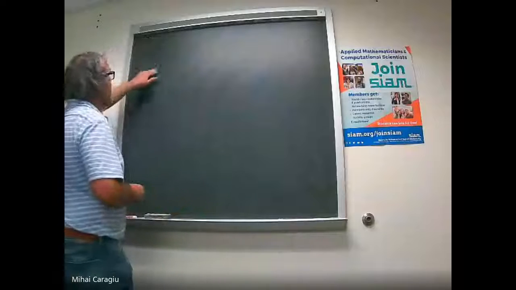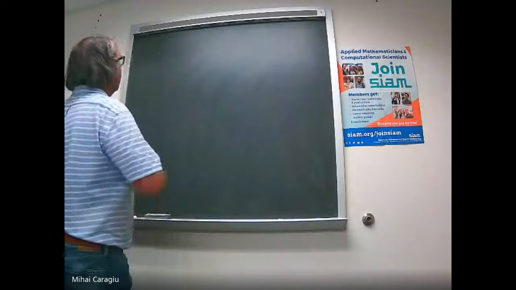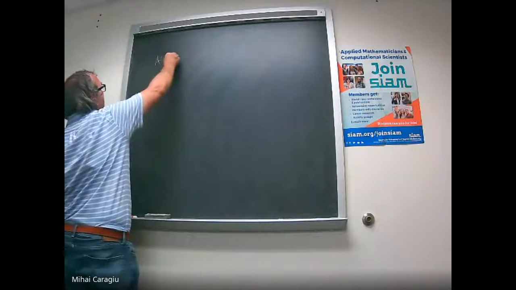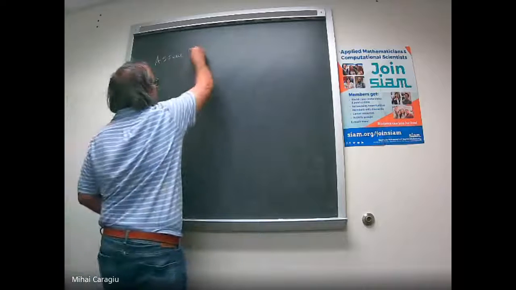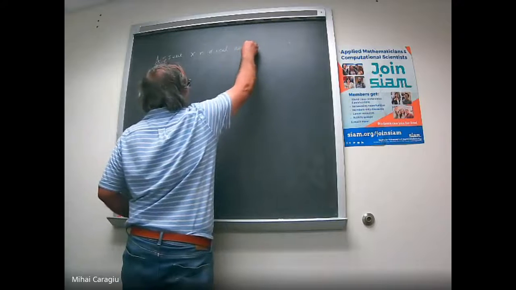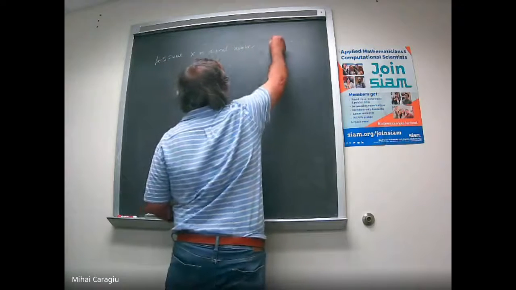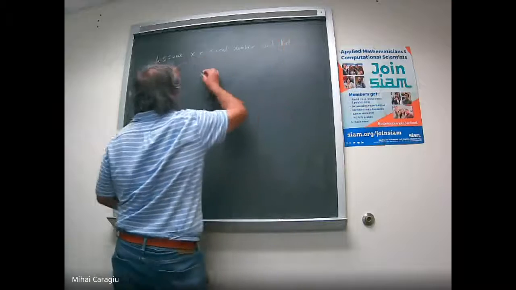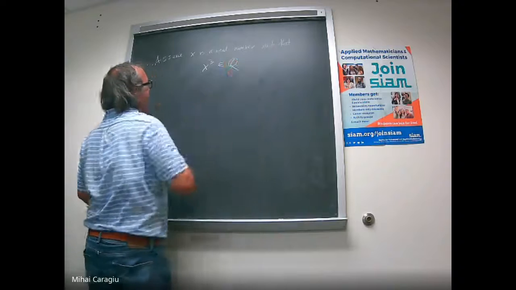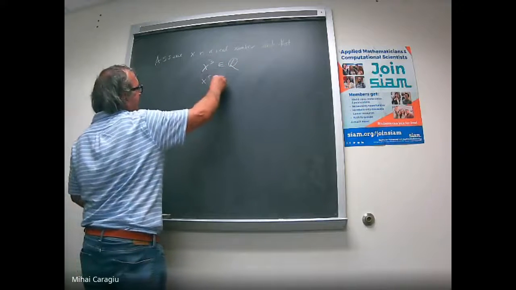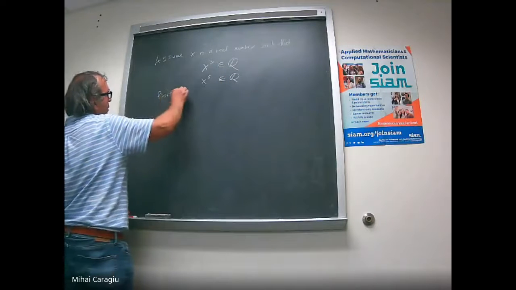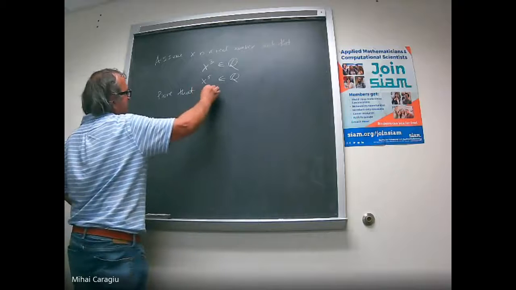Let's do a problem which was assigned in test number 1. So the problem says something like this. Assume x is a real number such that x cubed is a rational number and x to the power 5 is a rational number. Prove that x is rational.